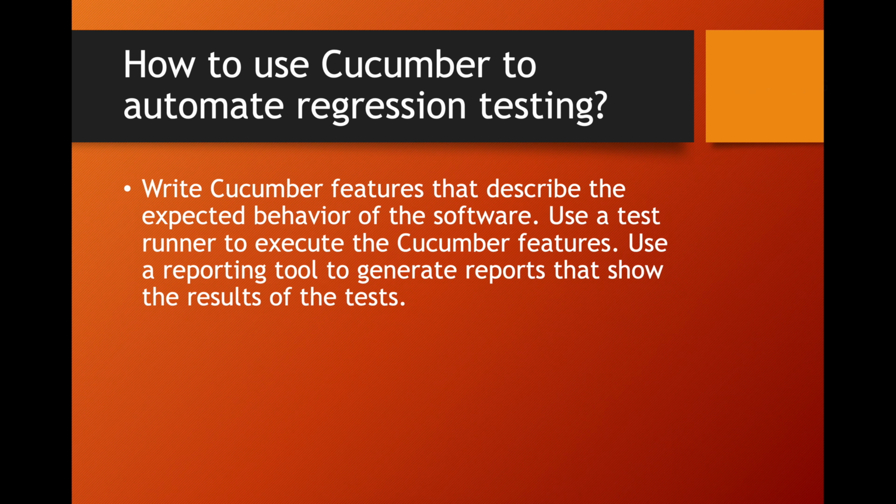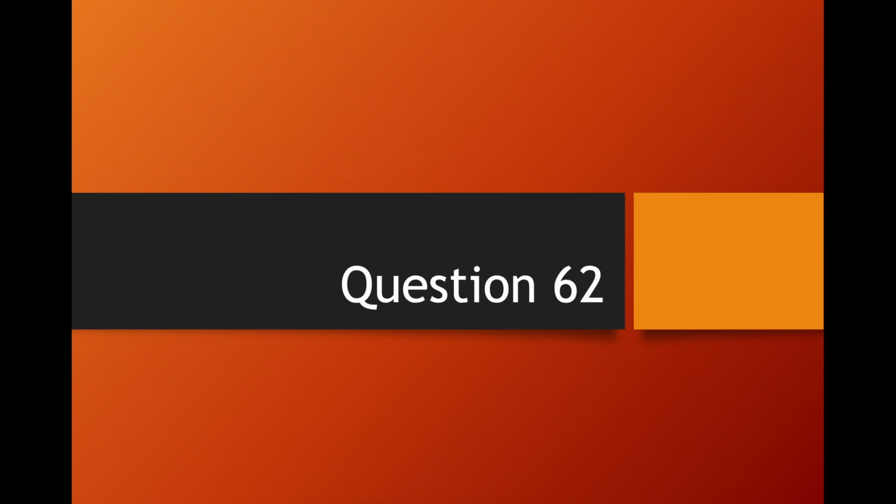Question 61. How to use Cucumber to automate regression testing? Write Cucumber features that describe the expected behavior of the software. Use a test runner to execute the Cucumber features. Use a reporting tool to generate reports that show the results of the tests.